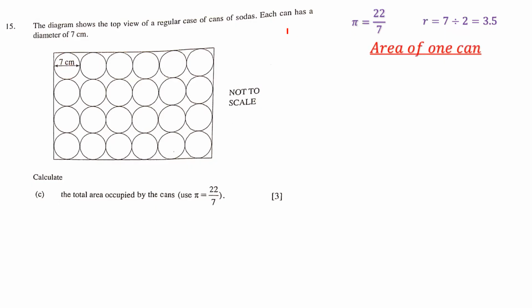So let's figure out the area of one can. Okay, what is the area of one can? Let's consider this can. We're going to figure out the area of this one can. That's going to be pi r squared. We know that's the formula for the area of a circle.